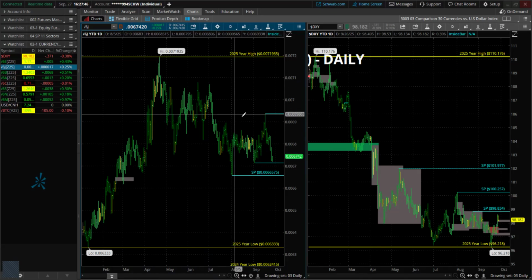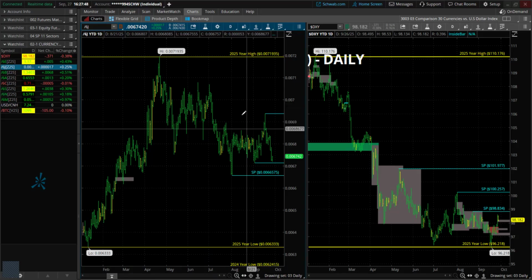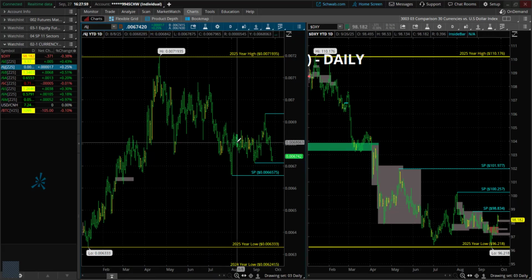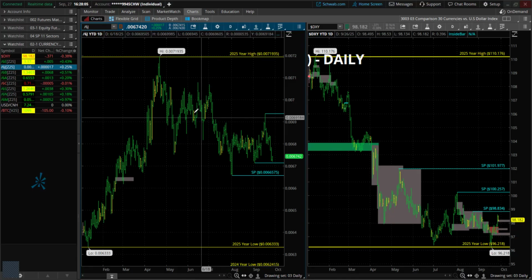The declining Japanese yen, the second largest currency, makes up about 13.5, 13.75, call it 10% of the US dollar index. So a big difference from the euro. Again, the euro's trending higher, the yen is declining.